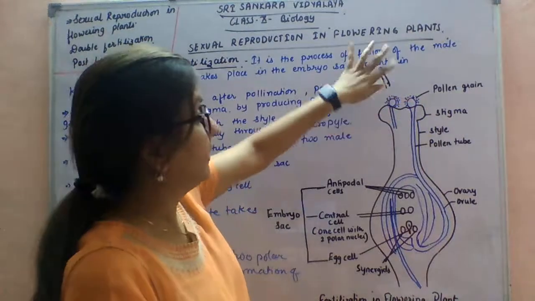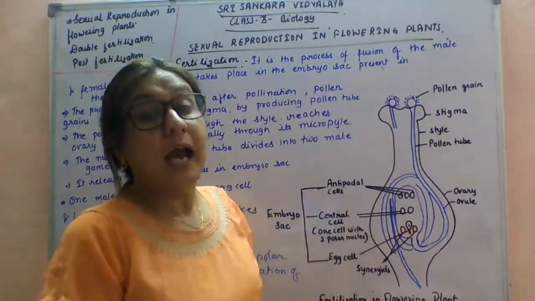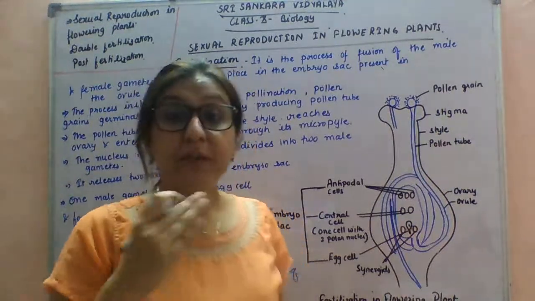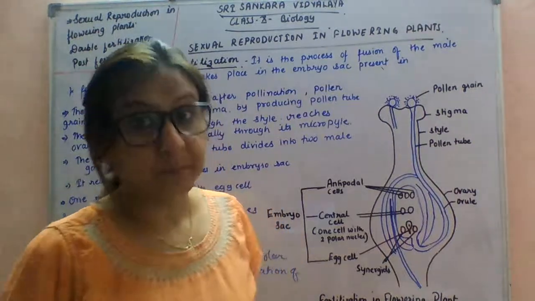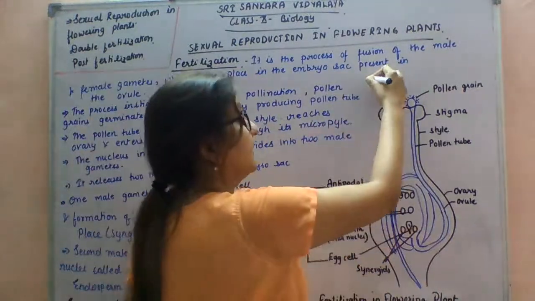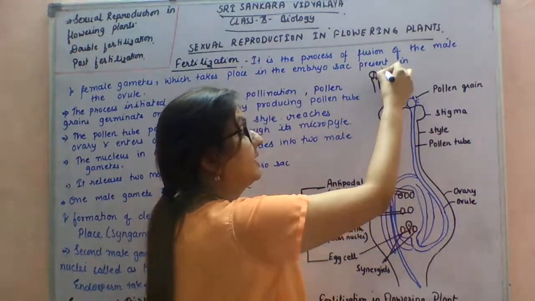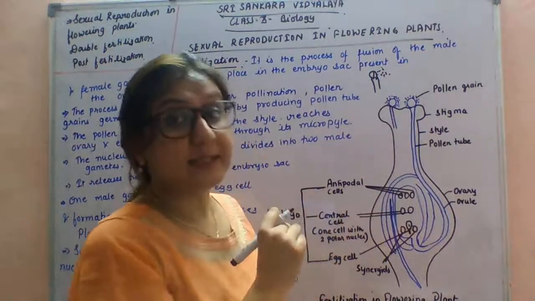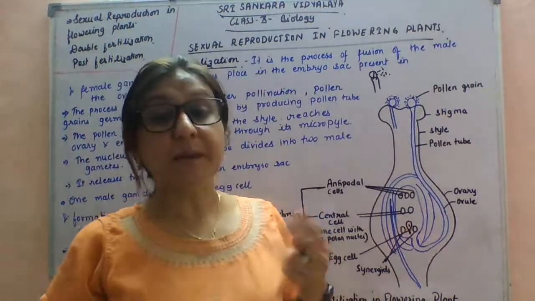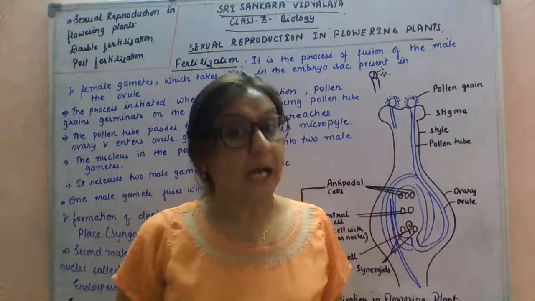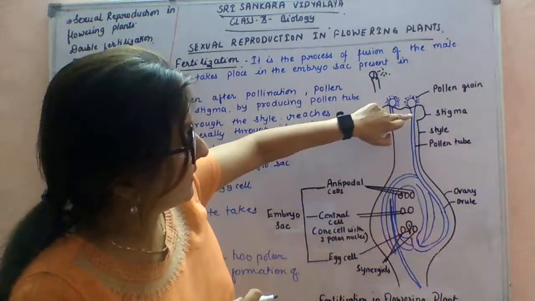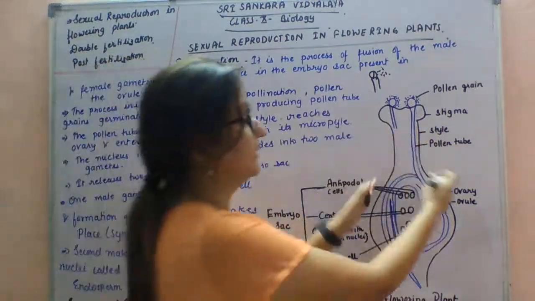Now see here, the pollen grains are released from the stamen. The male part is also called androecium and the female part of the plant is called gynoecium. From this anther the pollen grains get released and stick to the female part. The female part is also called pistil or carpel. It consists of three parts: stigma, style and ovary. See, this is the stigma, this part is the style and this is the ovary.